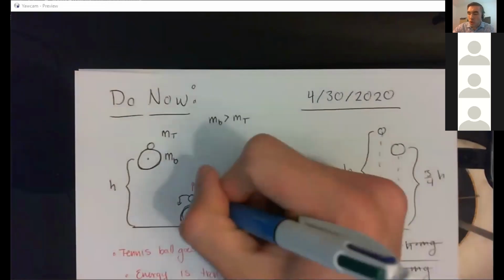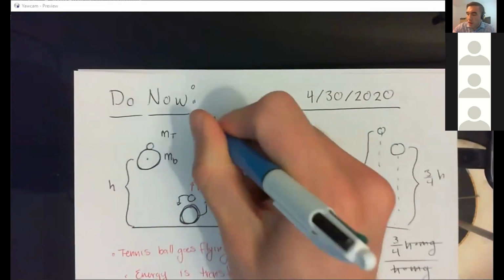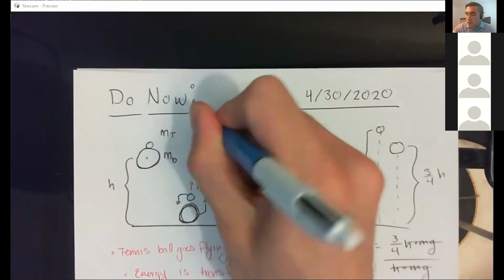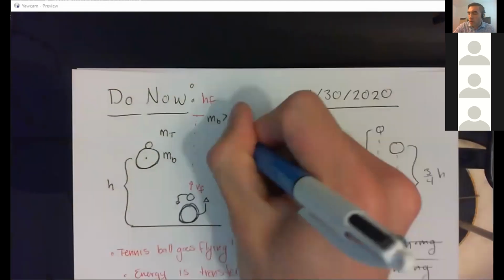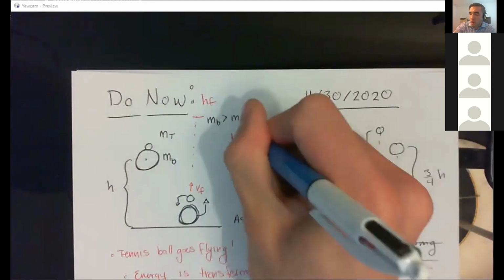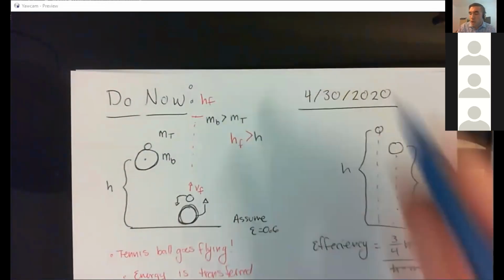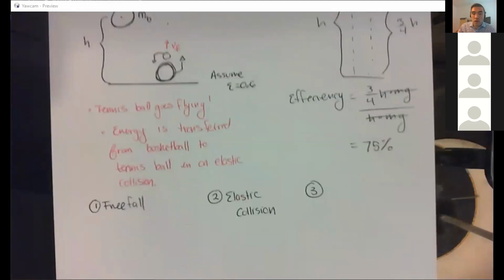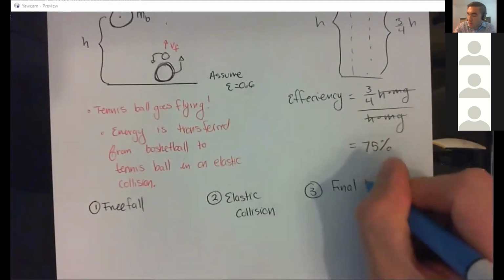So the goal here is to show that this tennis ball is going to bounce back and achieve some final height, which I'm going to call HF. That final height HF is going to be bigger than the original height h. Our calculation of final height is going to be a use of conservation of energy.